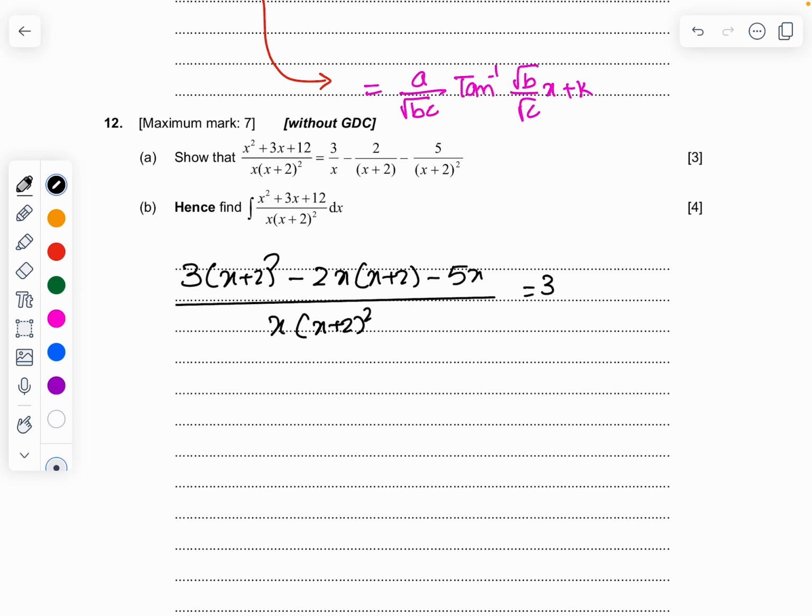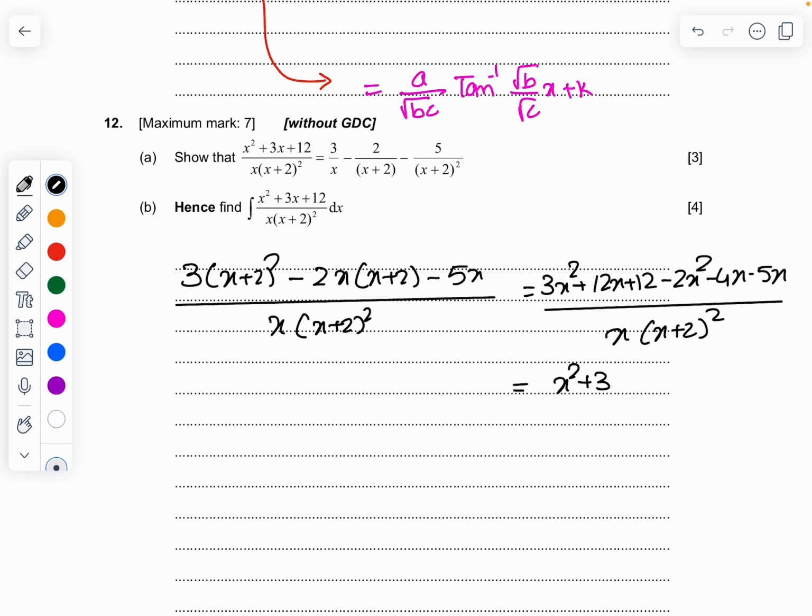It becomes 3 times (x squared plus 4x plus 4), I expanded, minus (2x squared plus 4x) minus 5x, divided by x times (x plus 2) whole squared. So we can clearly see that it becomes x squared plus 3x plus 12 divided by x times (x plus 2) whole squared. That's going to be the answer.